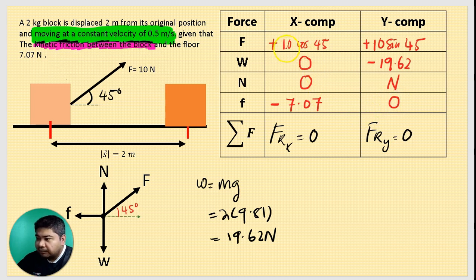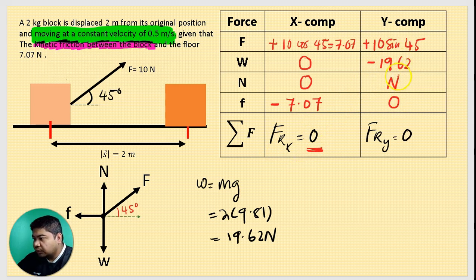So if you add up 10 cos 45, which equals 7.07, plus 0, plus 0, plus negative 7.07, you will get 0 there. So it is verified that when you add all the forces in the x component, the resultant force in the x component is 0.